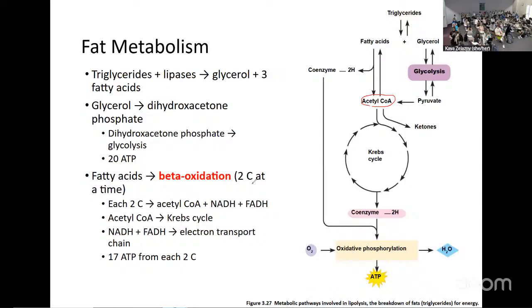So fat metabolism is super important and uses some of these same cycles, some of these same processes, just jumps in at a different place, but we can chop a fat into a lot more pieces than we can chop a glucose molecule.